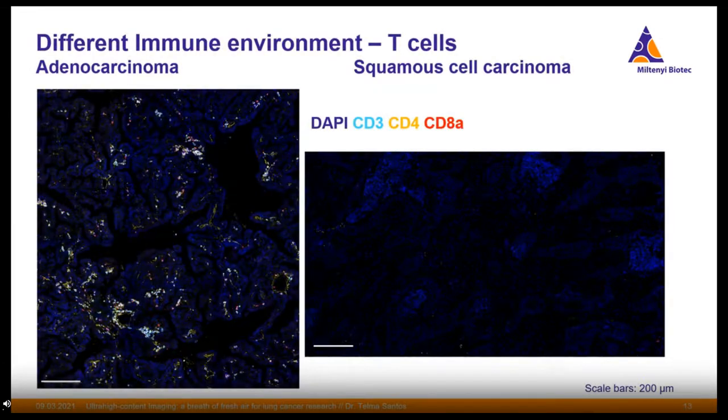But now focusing only on the T cells, this helps visualize it better. Now we can clearly see that there are way more T cells in the adenocarcinoma, and it doesn't seem to have much in the squamous cell carcinoma. But let's have a closer look.